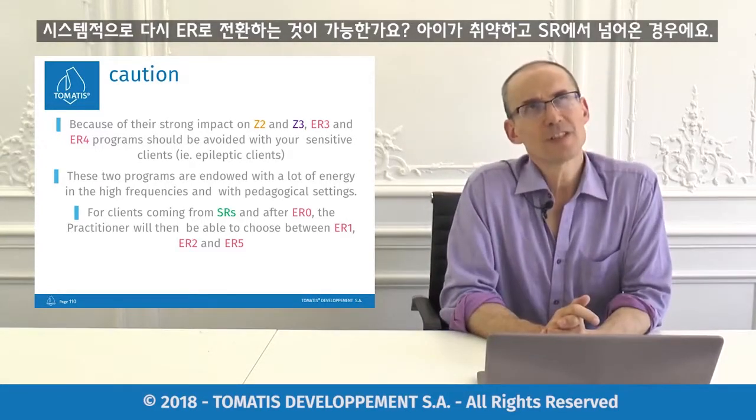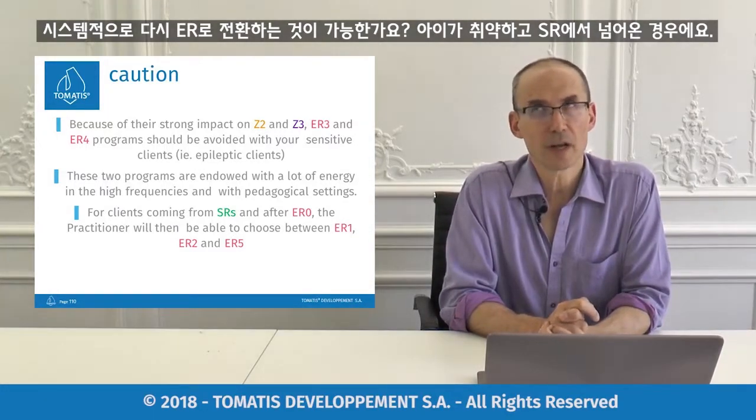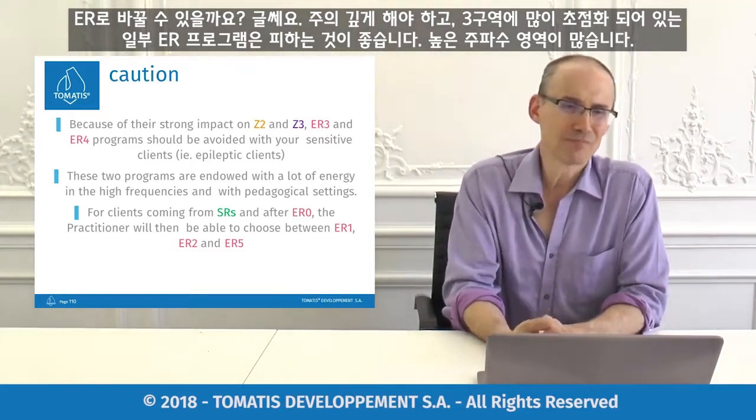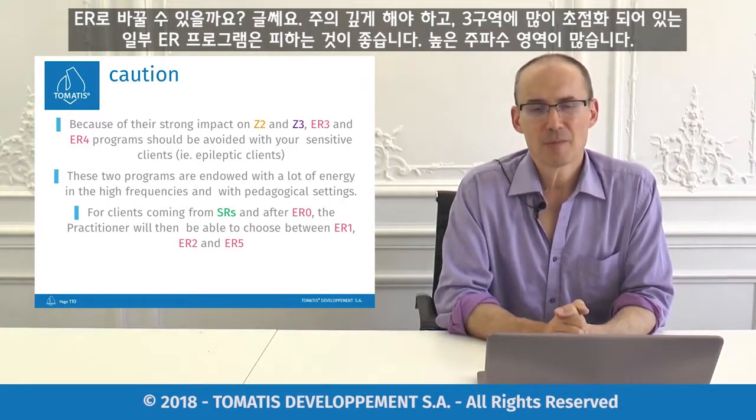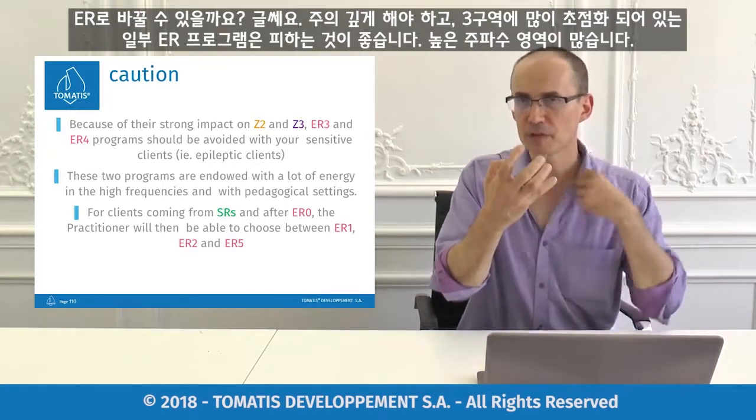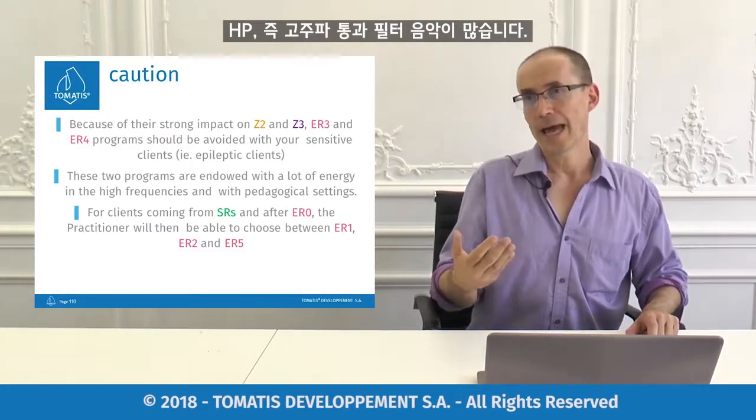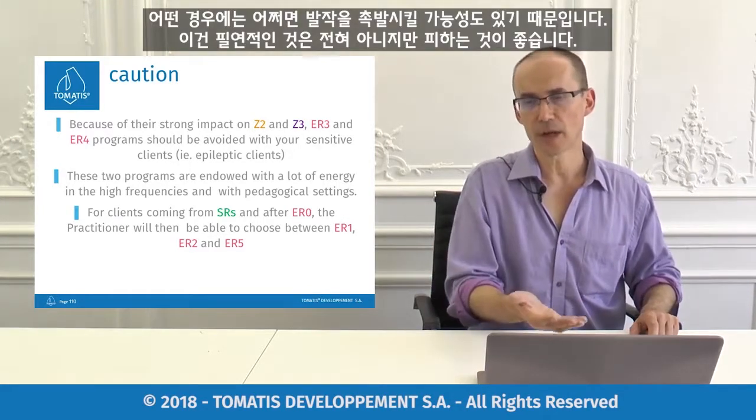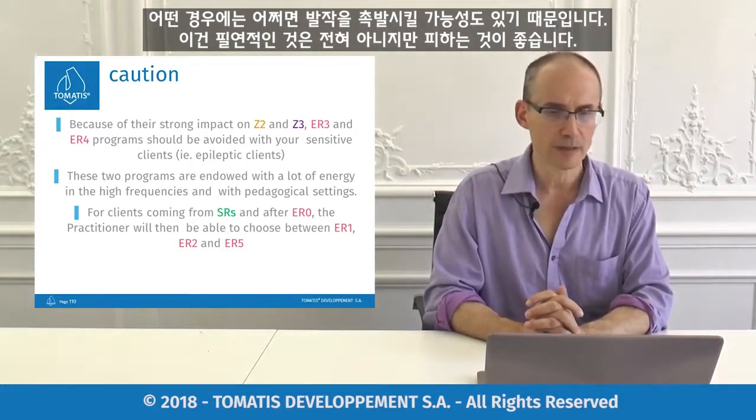Can you systematically switch to ER if you come from SR, the kid is weak and things like this? Well, the idea is that you should be cautious about that and avoid some of the ER programs that are endowed with a lot of targeting on zone 3, so a lot of higher frequencies, a lot of HPs, high pass filtered music. Because in some cases maybe you can trigger a seizure. It's not at all systematic, but you want to avoid that.